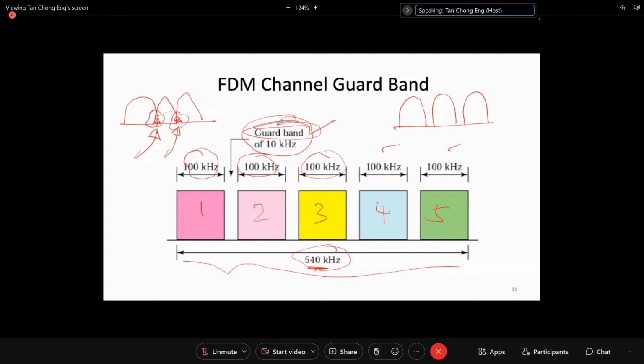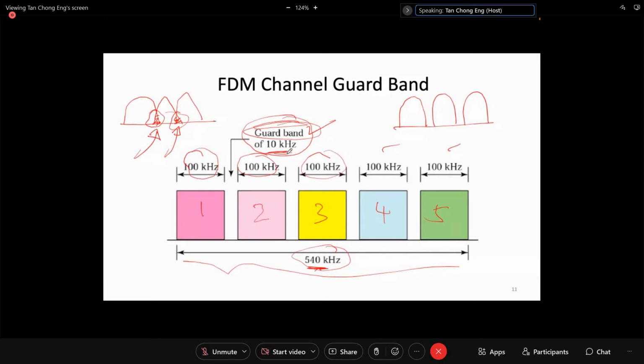So those are 5 different signals running inside the same cable, 5 different frequencies running in the same cable, and each of them is separated by a 10 kilohertz guard band to make sure that they do not overlap. So the guard band is what we call the partition, or the pagar. You want to jaga, you want to take care of your signal so that they won't overlap. So that is a characteristic of frequency division multiplexing.